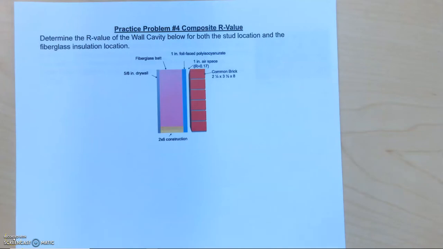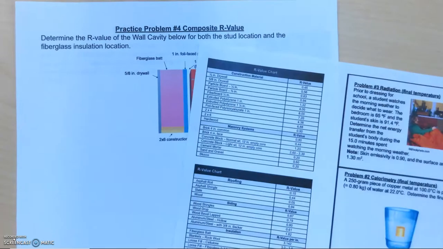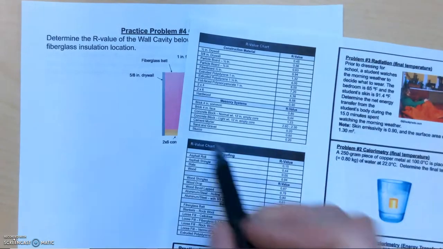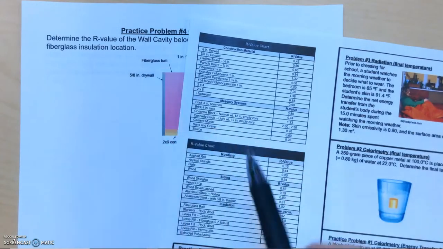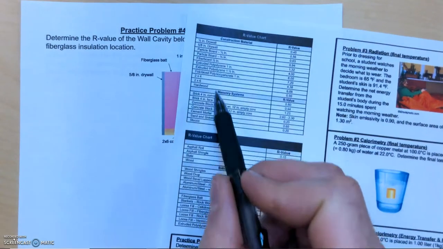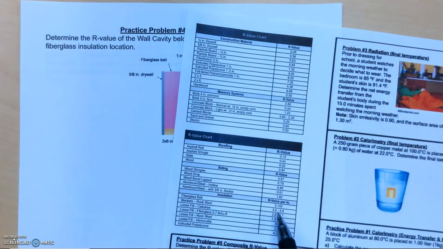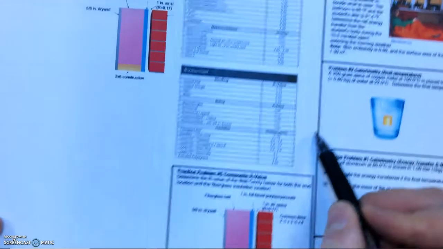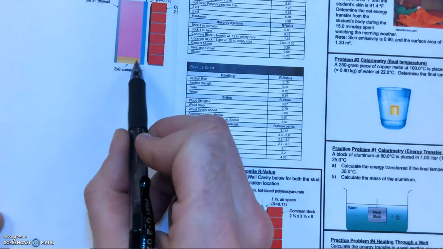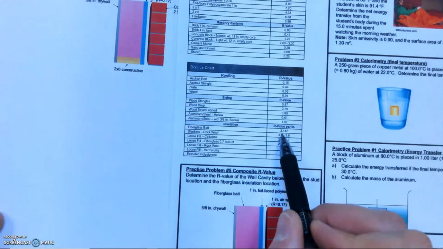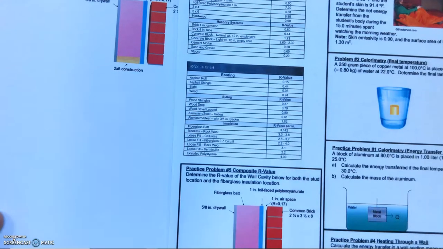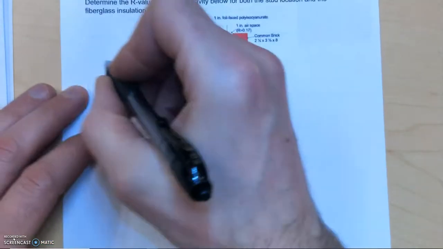All right, problem number 4. Determine the R value of the wall cavity. In order to get this, you're going to be using this chart. You can look at fiberglass batten right here, and you come down and find fiberglass batten is 3.142 R value per inch. And if you look, this is 6 inches long. So you're going to have to multiply that 3.142 times 6. All right, so I'm just going to give you the numbers. We're going to do the wall cavity first.